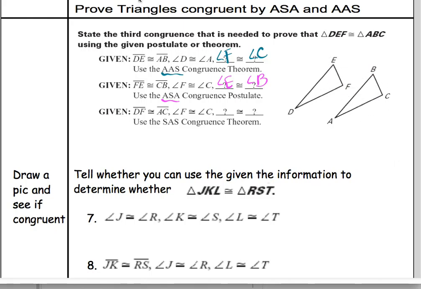For the third one here, they want us to use side-angle-side. That means we're going to need two sides and one angle. They gave us a side and an angle, so we're going to need another side. DF congruent to AC, and angle F congruent to angle C. And they want us to have side-angle-side, which means that the angle needs to be in the middle of the two sides, surrounded by the sides. So if this angle needs to be surrounded by marked sides, and this side is marked, then we need the other side of it marked. So that's going to have 2 marks and 2 marks. So we need the sides EF congruent to BC.